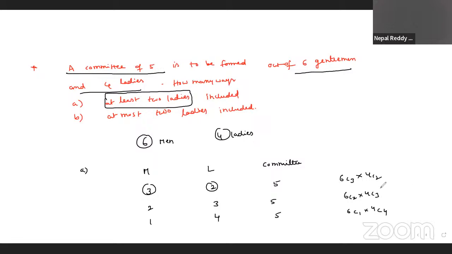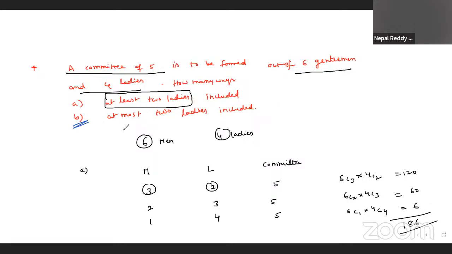Therefore, 6C3 into 4C2 gives 120. 6C2 into 4C3 gives the result 60. 6C1 is 6, 4C1 is 4, that becomes 20. 6C1 is 6, 4C4 is 1, so that it is 6. Therefore, 186 is the right answer. Next, you have the second question.